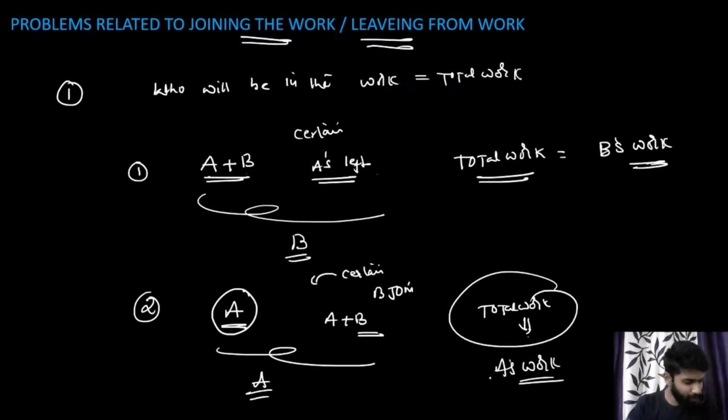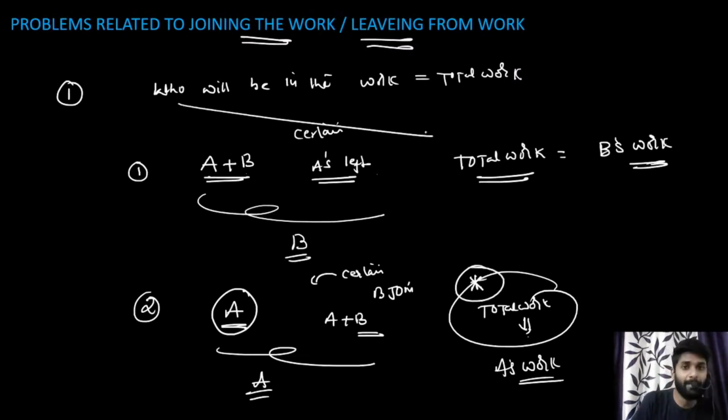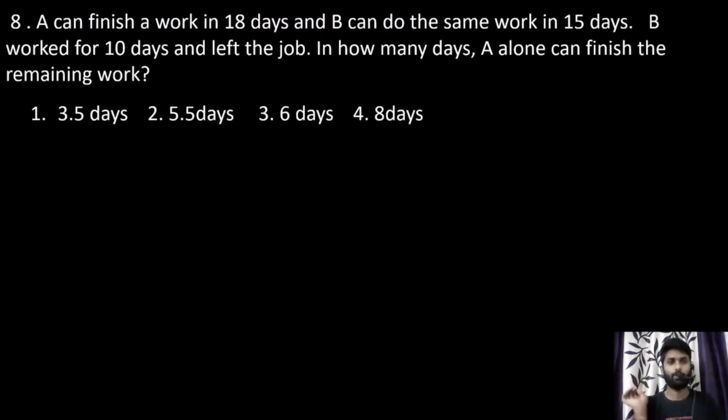Why? Because we need to identify efficiency and total work. If you know the total work, you can get the efficiency, and you can get the final result. That's why you need to understand whose work the total work is exactly equal to. Here's the question. If you're good at the concept, then you can solve it, guys.